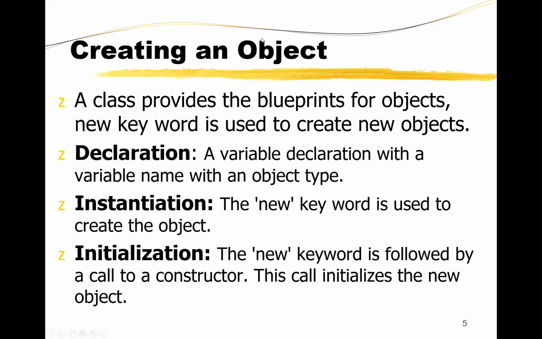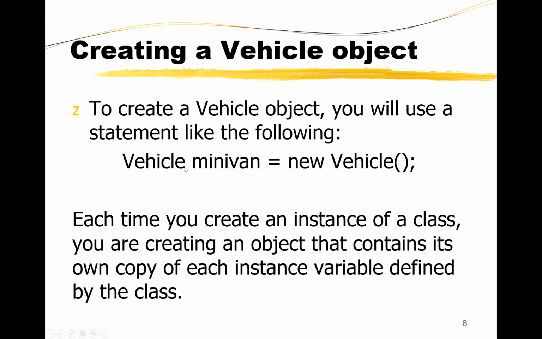In order to create an object, we have to declare a variable, a variable declaration with a variable name and an object type. Instantiation is done by using the new keyword, and initialization is done by calling the constructor. For example, if the class name is vehicle, you create a vehicle type variable: vehicle minivan equals new, creating a new object using the new keyword and initializing it by calling the constructor of the vehicle class. Therefore, every time you create an instance of a class, you are creating an object which contains its own copy of each instance variable defined by the class.